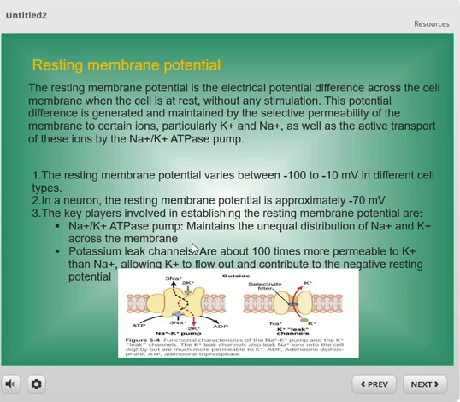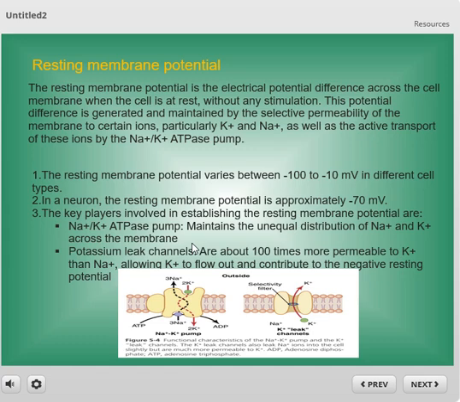As a whole, in your book, for all of the neurons, the resting membrane potential is approximately minus 70 millivolts. And the key players involved in establishing the resting membrane potential are the sodium-potassium ATPase pump that maintains the unequal distribution of sodium and potassium across the membrane, and potassium leaky channels.